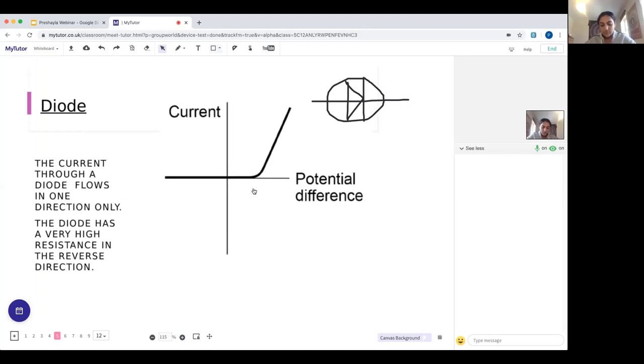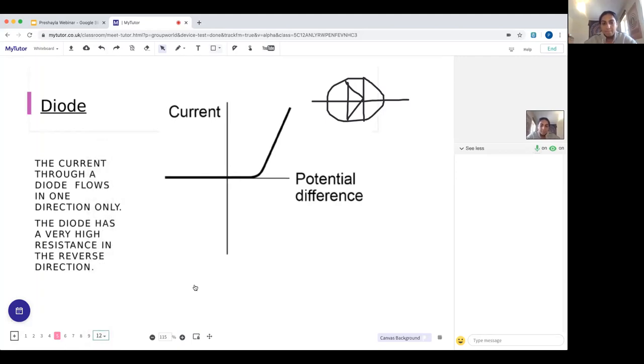A question for you, Preshayla, I think is, what grade are these questions? So these will all definitely be in a foundation paper and in a higher paper as well. So the last question that we did would be definitely in a higher paper. The rest would all come up in both.